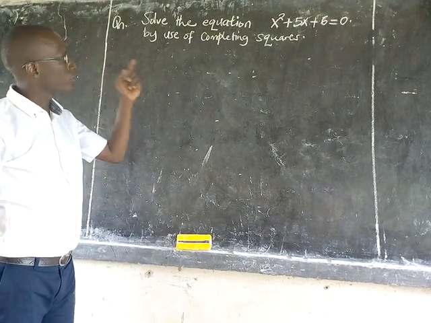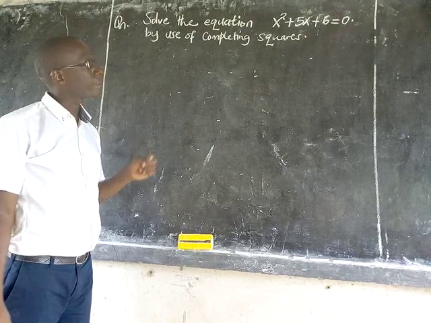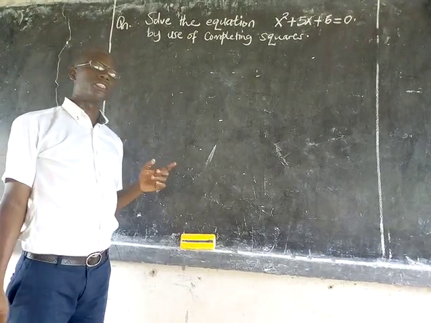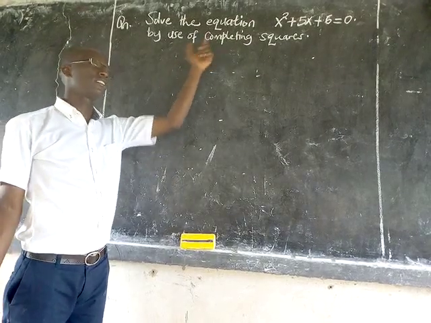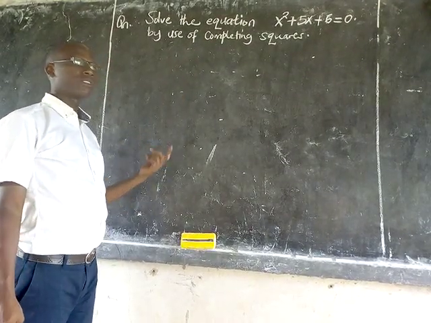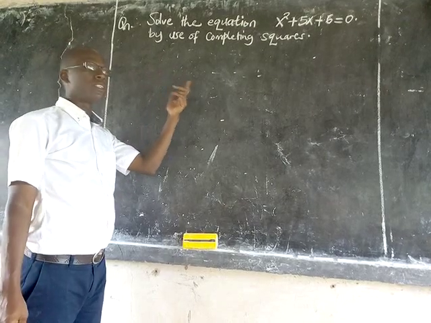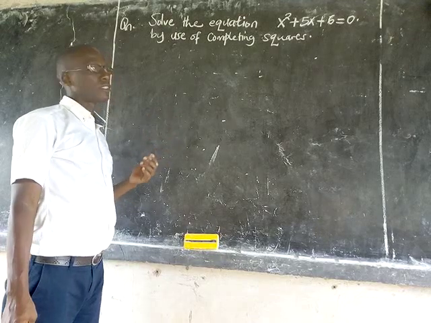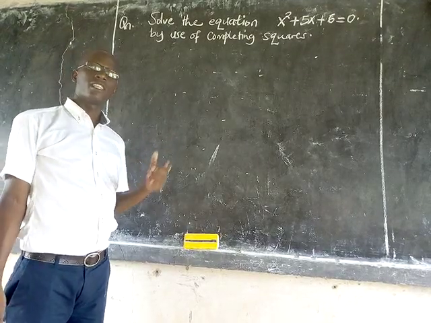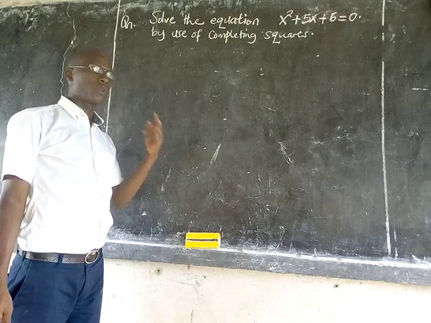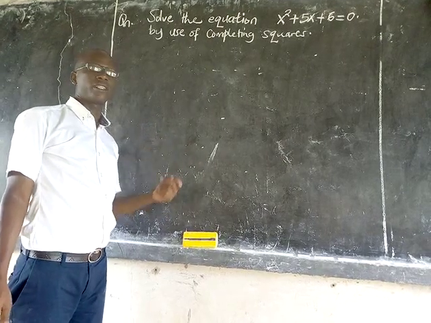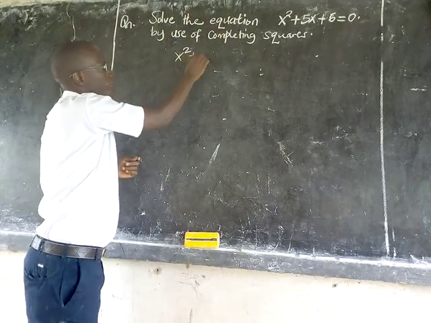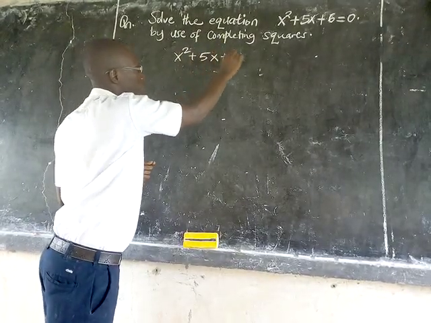The question goes, solve the equation x squared plus 5x plus 6 is equal to 0 by use of completing squares. This is a quadratic equation, and the question is very direct. We're supposed to use completing squares. Now, one of the requirements for completing squares is that before you complete squares, the coefficient of x squared must be positive 1. So we write the question, x squared plus 5x plus 6 is equal to 0.